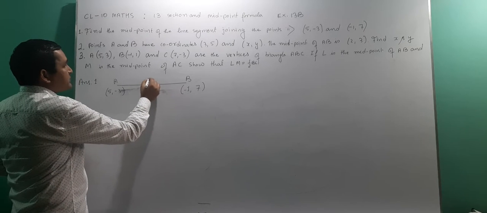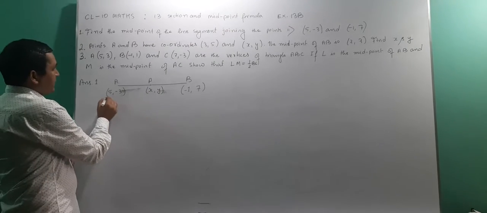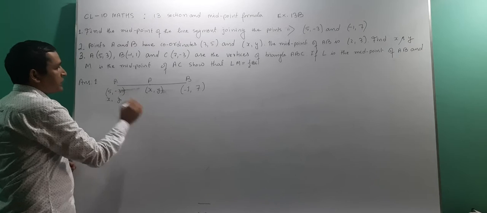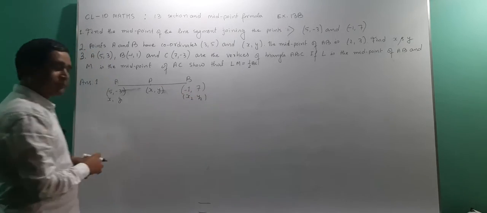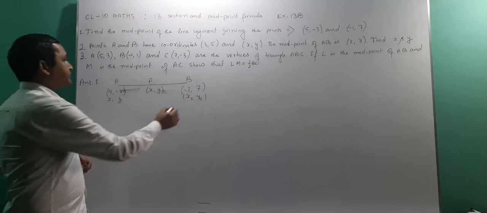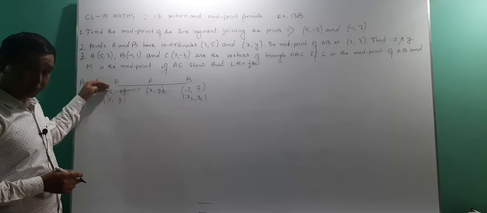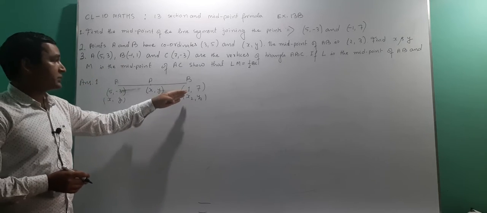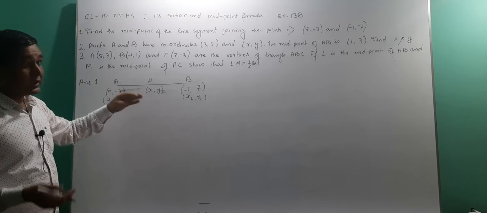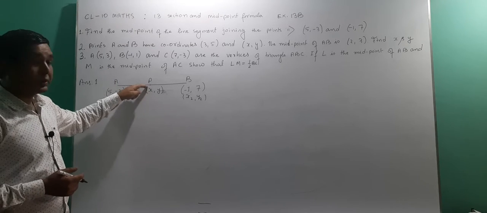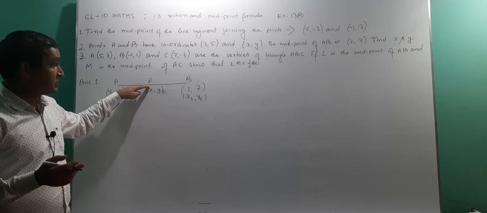Then you can mark this as P, and the coordinate is always represented by X and Y. This is X1, Y1, and these coordinates are always represented by X2, Y2 for our convenience. You can mark any letter. If you are getting confused, always use X1, Y1 for the first coordinate and X2, Y2 for the last coordinate, and mark the middle coordinate as X, Y. The midpoint formula helps us to get the coordinates of this middle point, the center point.